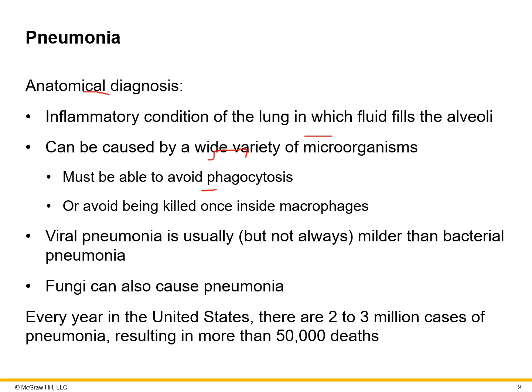They are able, though, to avoid phagocytosis or can avoid destruction by those macrophages. Viral pneumonia is usually, not always, though, milder than the bacterial pneumonia, but again, fungi can also cause pneumonia as well. So again, about 50,000 deaths or so in the United States from pneumonia each year.